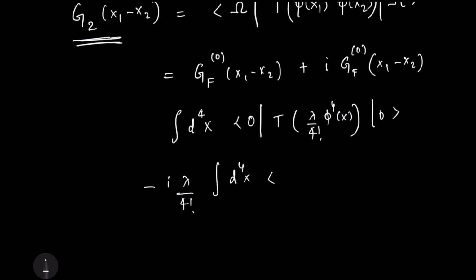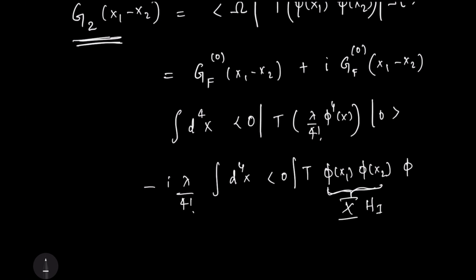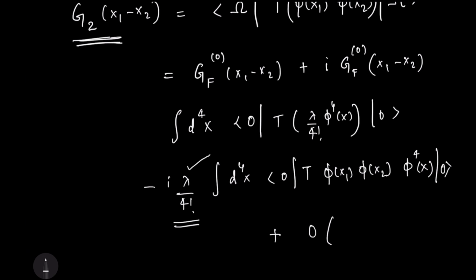I have just taken out the lambda by 4 factorial term, so inside the time ordering I will have phi of x1, phi of x2. Why this? Because this is x bar, so x bar is multiplied by the interacting Hamiltonian. x bar is phi of x1, phi of x2 in the 2-point function, and H_I will be phi raised to 4 of x. Lambda by 4 factorial is here outside, in the free vacuum, plus other higher order terms. Now we have seen only first order perturbation in lambda. There will be lambda squared also, which are all higher order perturbations.